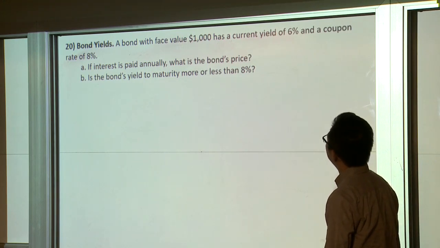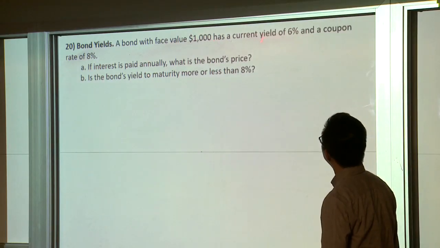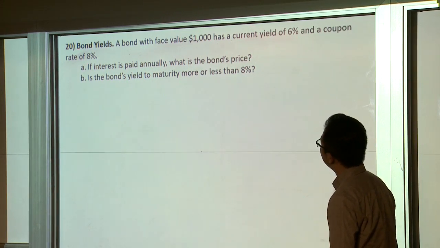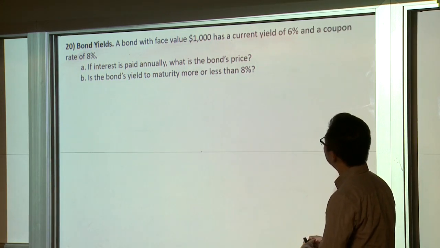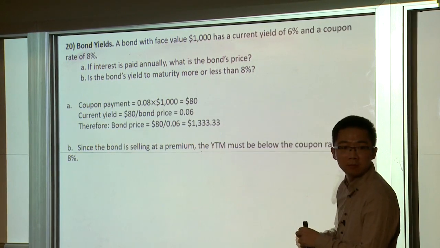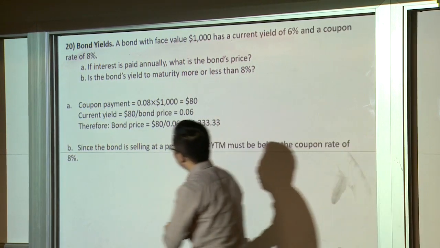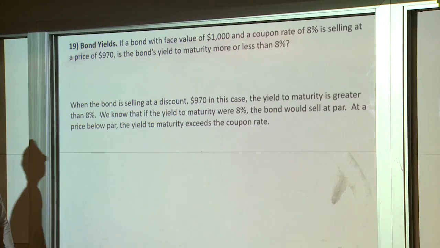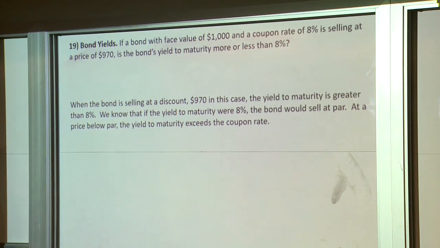Question 20. A bond with face value 1,000 has a current yield of 6%, and the coupon rate is 8%. Okay? So what is the formula for current yield? Current yield is what divided by what? Oh, sorry. We're going to upload this to Blackboard, so you don't actually need to take pictures. Because our exam is tomorrow. I'll try to upload it tonight. Okay, yeah.